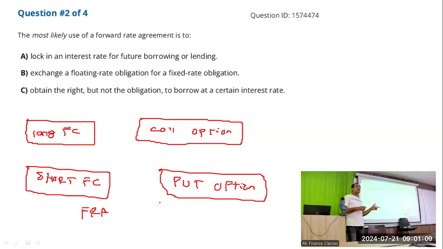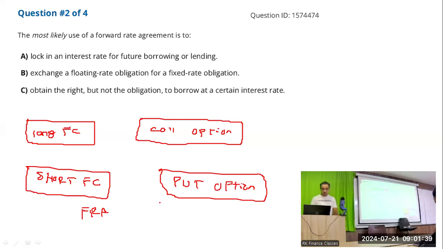Next line, short forward contract versus put option. Short forward contract, you have to sell the laptop. Put option, you have an option to sell the laptop. I repeat, short forward contract, you have to sell the laptop. Put option, you have an option to sell the laptop. Short FRA, you have to lend. Interest rate put, you have an option to lend.